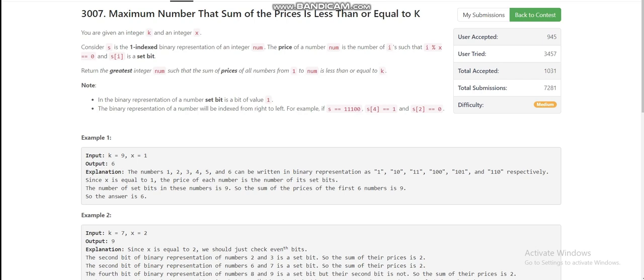Hello everyone. Today we are going to explain the third problem of LeetCode Weekly Contest 380, which is the maximum number such that the sum of the prices is less than or equal to k. So what is the problem?